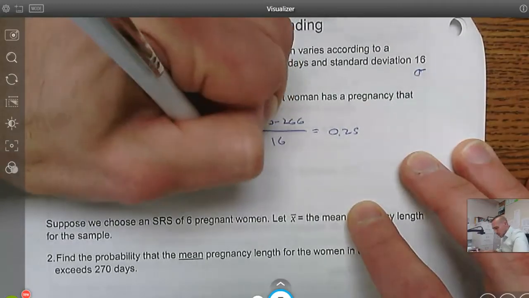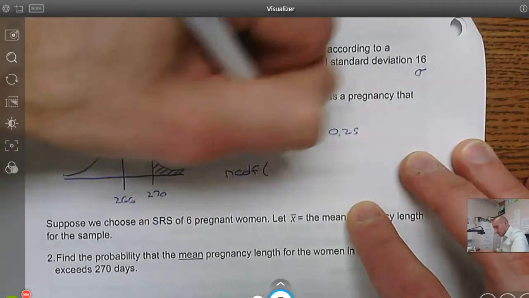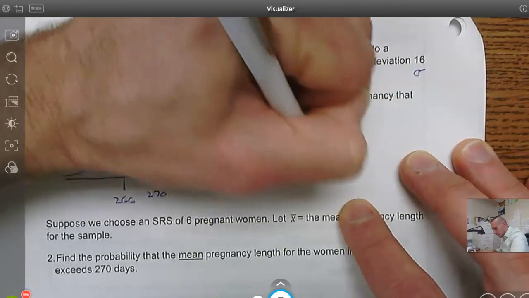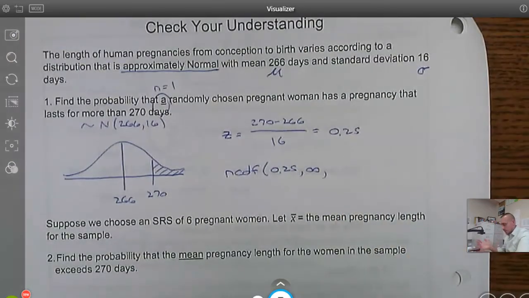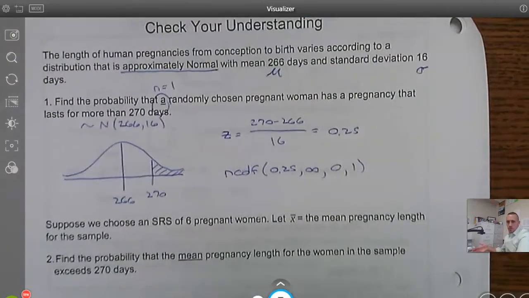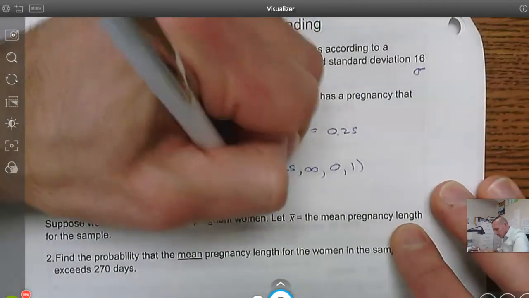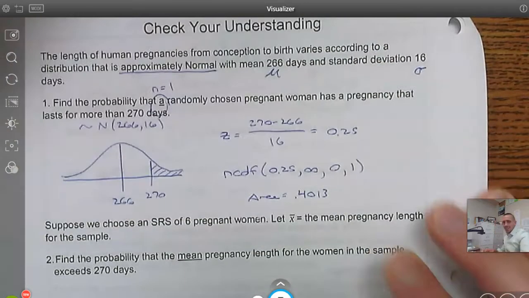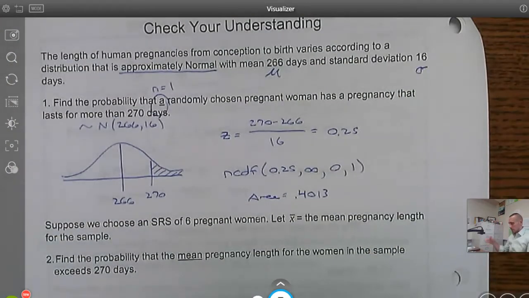Then I'm going to calculate normal CDF. I'm just abbreviating here. The lower bound is going to be the 0.25. The upper bound is going to be a large number, 999 or something larger. And I'm going to take my standardized mean and standard deviation, 0 and 1. And the area, or the probability in this case, is a little over 40%.